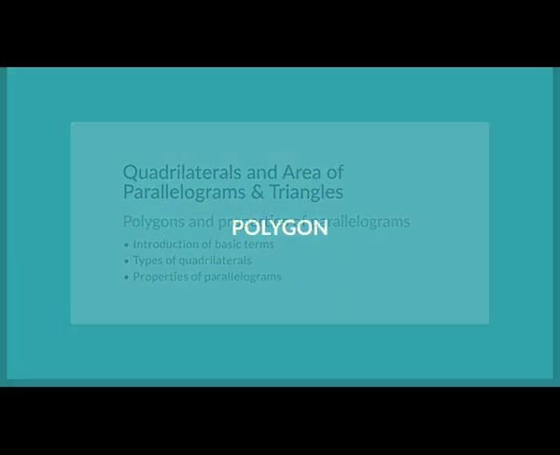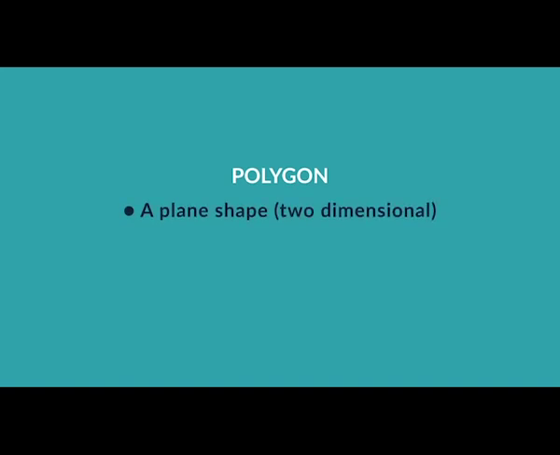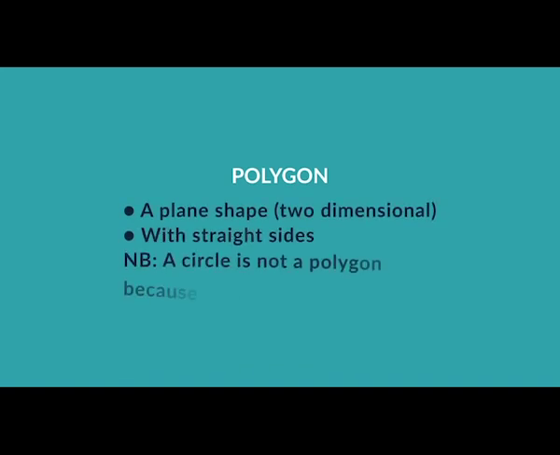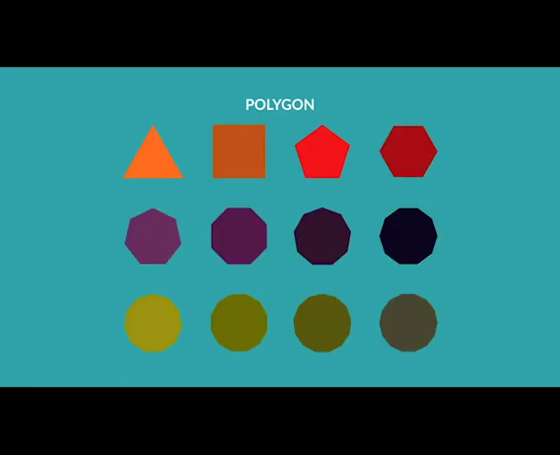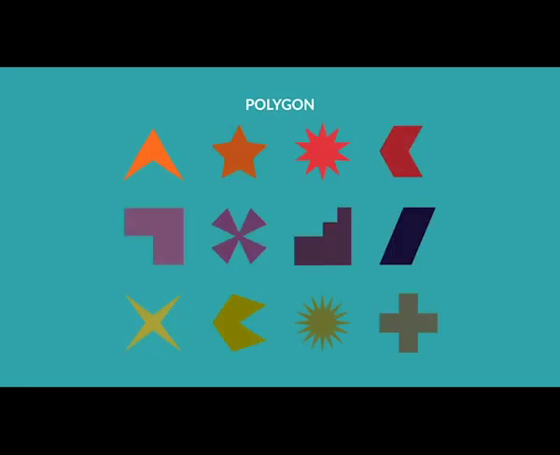What exactly are these polygons? A polygon is any two-dimensional figure with straight sides. These are all polygons, as are these.